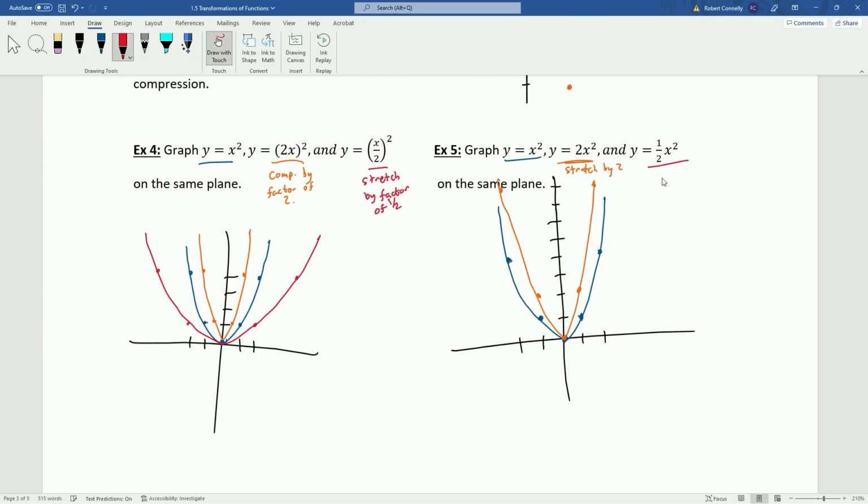And here, this should be compression by 1/2. So everything should get shrunk down to 1/2 its distance from the x-axis.